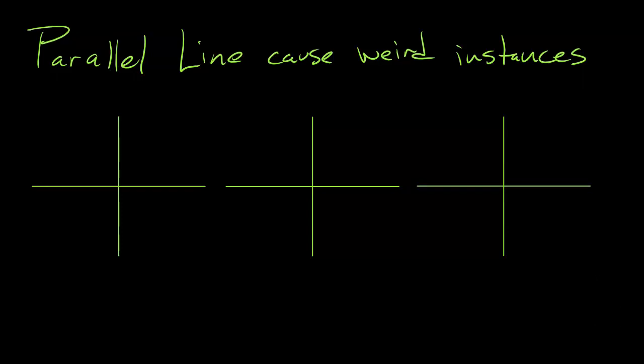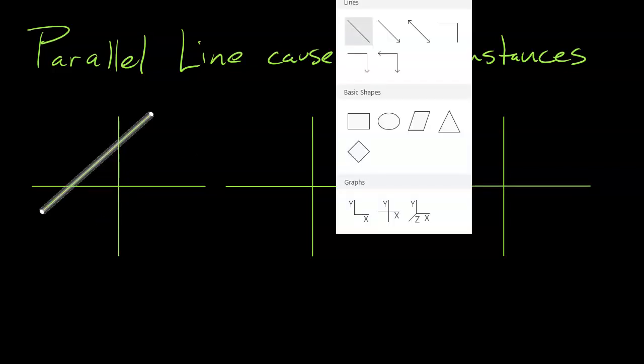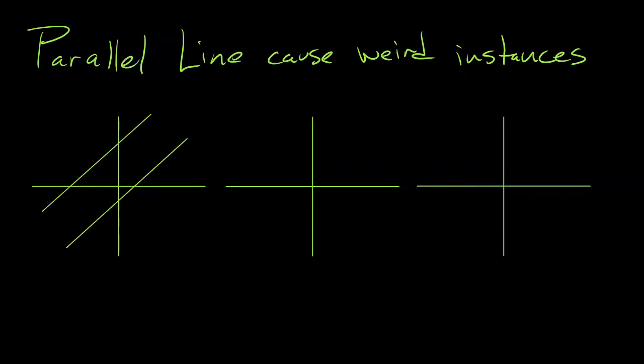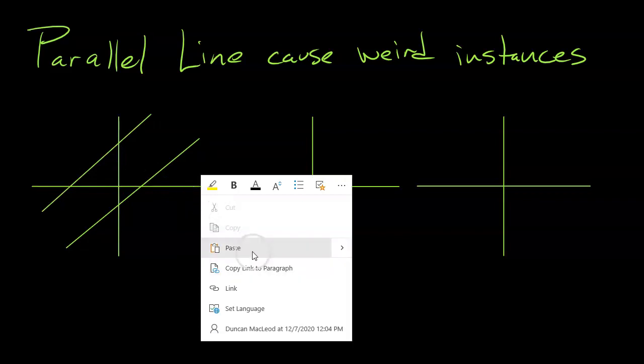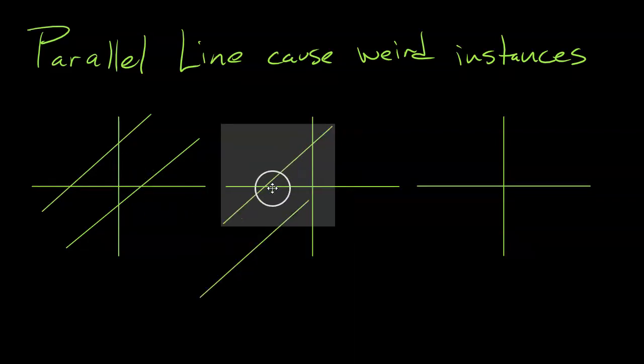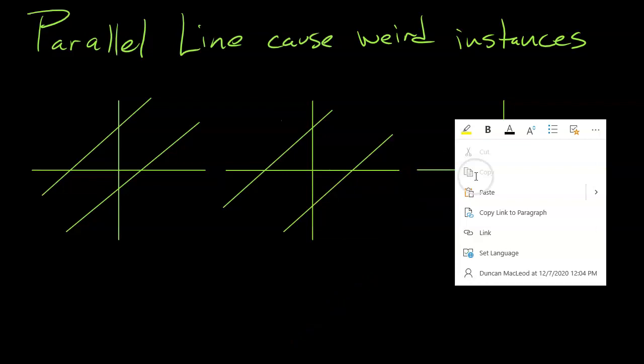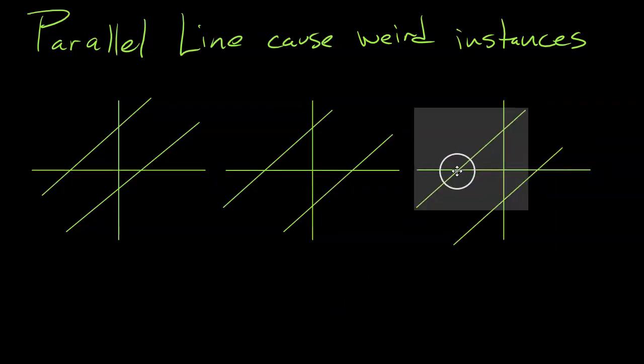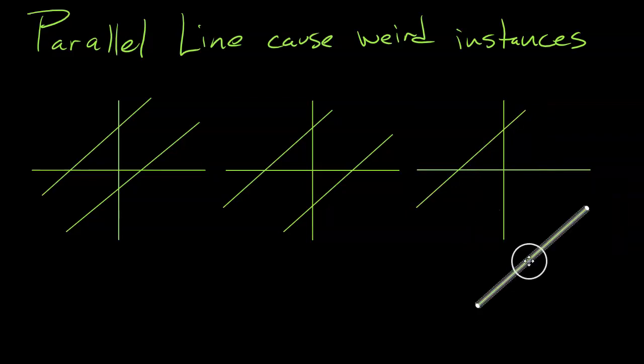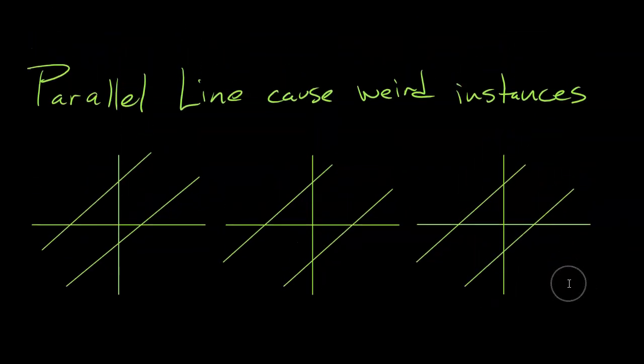Okay, so I'm going to show you the three different things that could happen with parallel lines. What happened to the line? I thought I was doing the line tool again. Okay. Actually, what am I doing? Let's get smart. If I copy and paste, it's guaranteed to be parallel. Perfect. Okay, I got parallel lines.